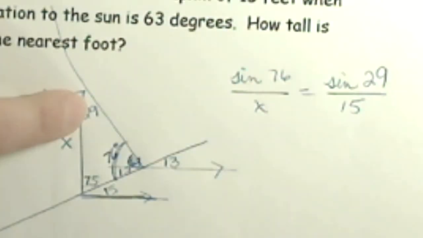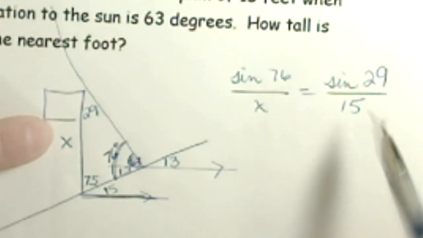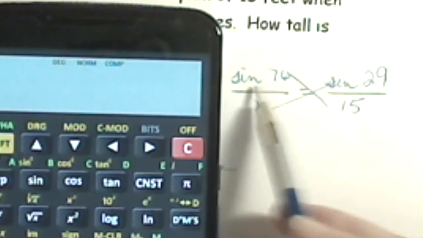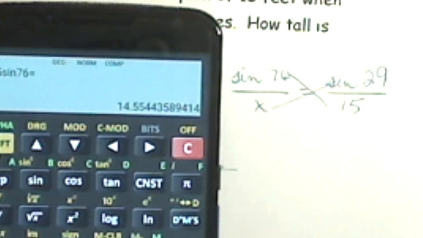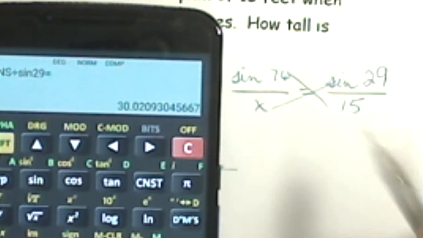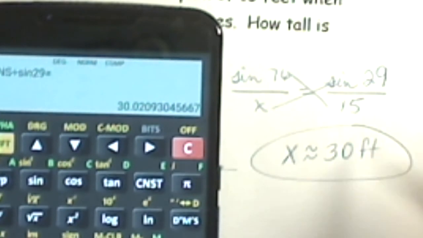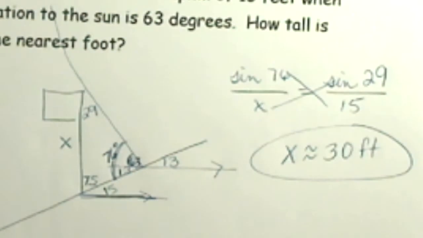So I'm doing law of sines, sine of 29 over 15, and sine of 76 over x. Cross multiply to solve. 15 times sine 76. You get about 14.5. I'll divide it by the sine of 29. I get the side, or the height of the flagpole, is about 30 feet. So there's your two more examples of vertical things standing on a hill.